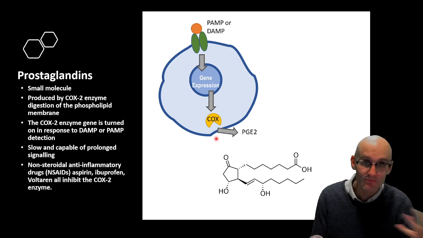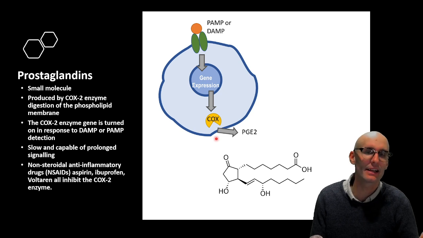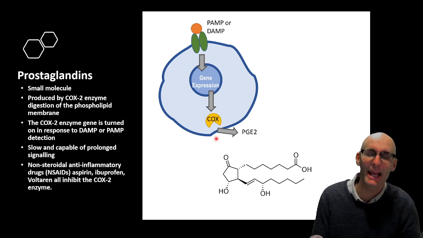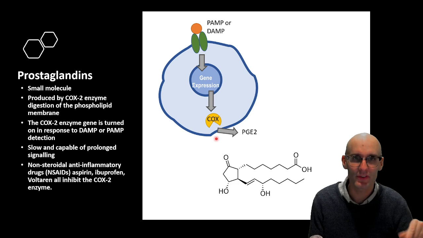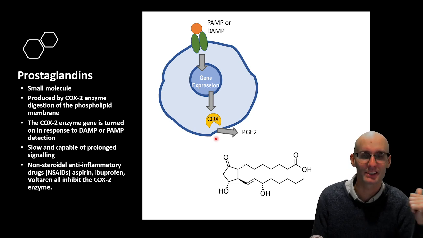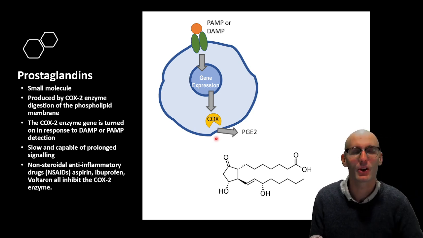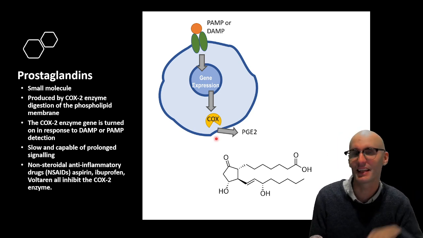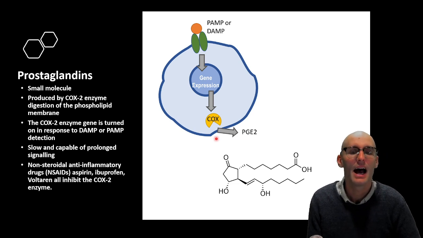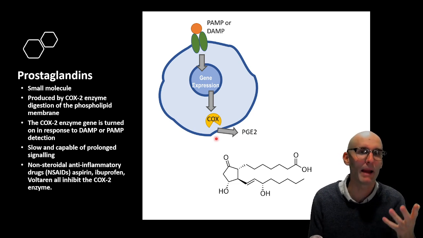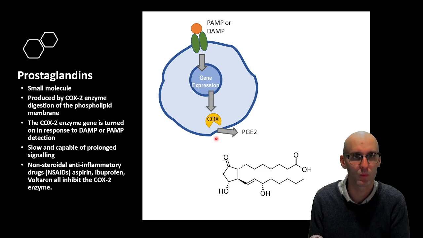Now, non-steroidal anti-inflammatory drugs. These are pain-relieving anti-inflammatories that you buy off the shelf at the pharmacy, such as aspirin and ibuprofen and Voltaren, diclofenac, mefenamic acid. There's a whole bunch of them. But all the famous pain-relieving drugs that you can buy over the counter basically are non-steroidal anti-inflammatories, and their main job is to inhibit the COX-2 enzyme.